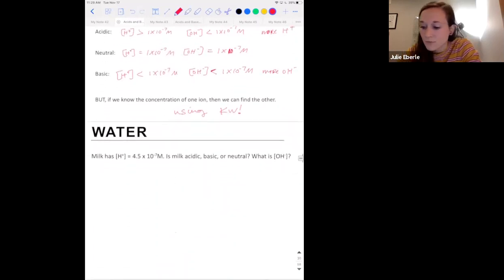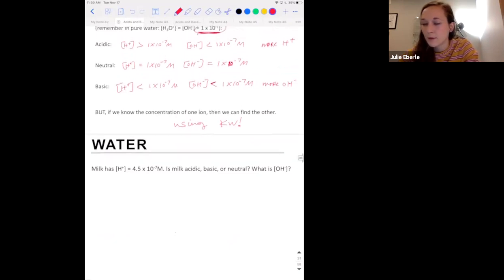All right, here's a question. Milk has an H plus concentration of 4.5 times 10 to the minus 7 molar. Is it acidic, basic, or neutral? What's the concentration of OH minus? So what do y'all think? Is milk acidic, basic, or neutral? Based on what we said right up here, I'm going to leave that visible.